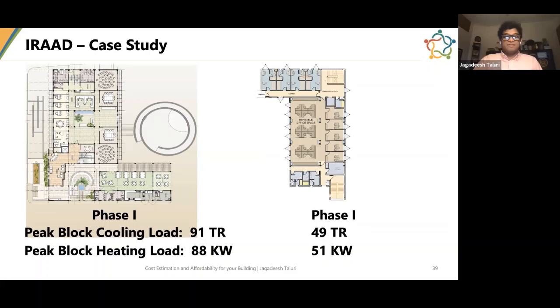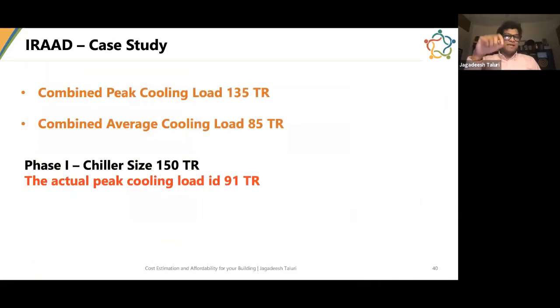Phase 2, sorry for the typo, on the right side is the phase 2 that they were proposing. For this, the designers calculated 49 tons as the cooling load. But what was happening is the phase 1 chiller that was bought was a 150 ton chiller, because of the oversizing aspect which consultants get into, because people use thumb rule calculations or simple calculations to design the HVAC, or they may not have used peak load shaving techniques. When they were doing phase 2, the designer simulated and looked at the existing load patterns, and they realized the actual cooling load is 91 tons peak, whereas the chiller is 150 tons.